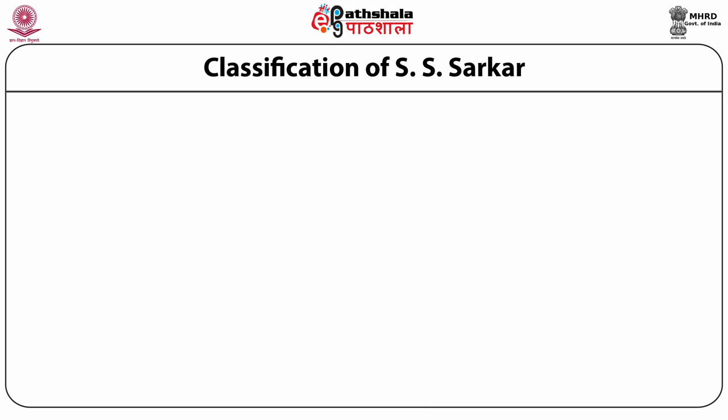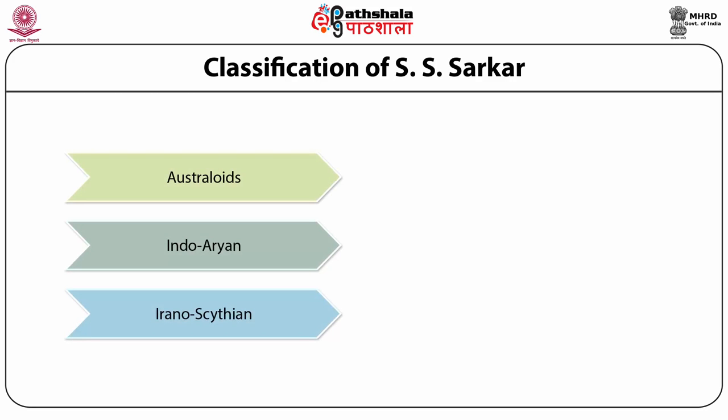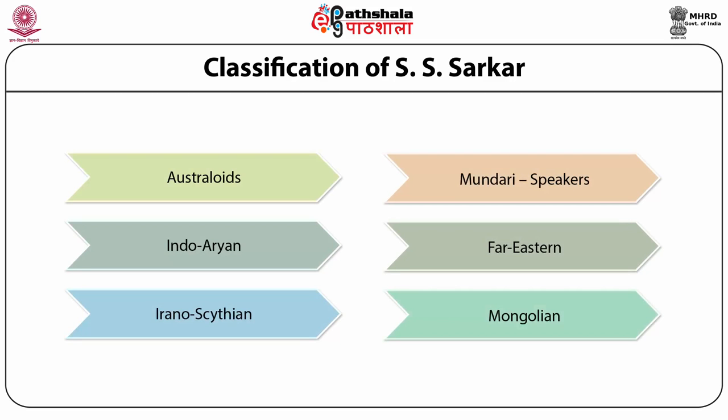Classification of S.S. Sarkar. According to S.S. Sarkar, six ethnic elements constitute the main types of the population of India. These are the Australoid, Indo-Aryan, Indo-Scythian, Mundari speakers, Far Eastern and Mongolian. The Australoid. The Australoids are known by different names like Proto-Australoid, Pre-Dravidian, Nisada and Vedid. Certain types of South Indians like Urali, Kanikkar, Malapantaram, Paniyan, Kadar and such other tribes are to some extent preserving the original form of Australoids.